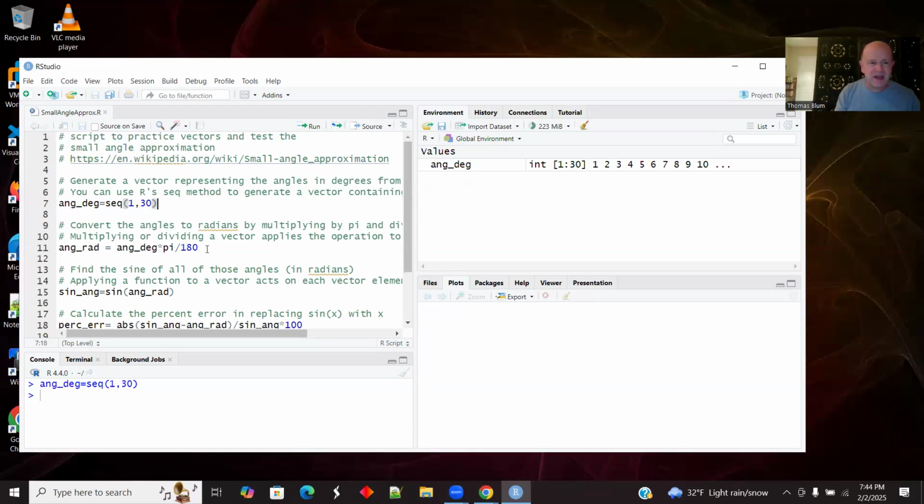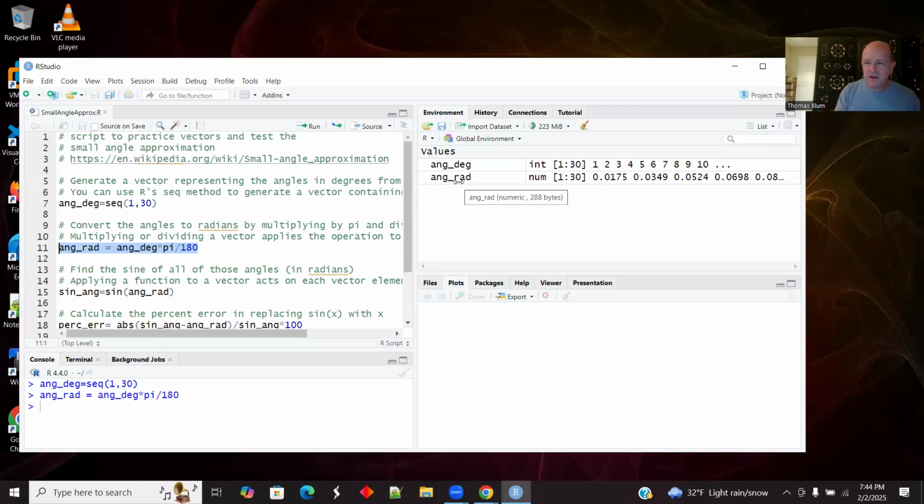And the nice thing in R when working with vectors is that if you apply some operation, say multiplication and division in this case, it just does it for every element of the vector. So it's going to do it to 1, then it's going to do it to 2, then it's going to do it to 3, all the way up to 30. So now here are all those 1, 2, 3 given to us in radians instead of degrees.